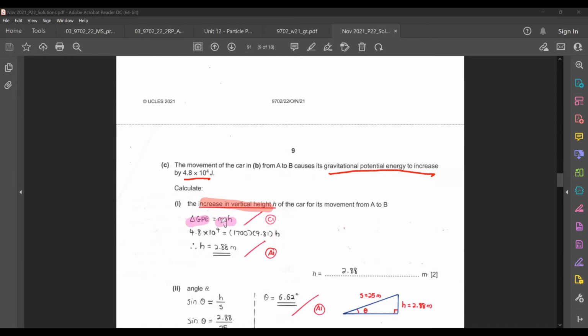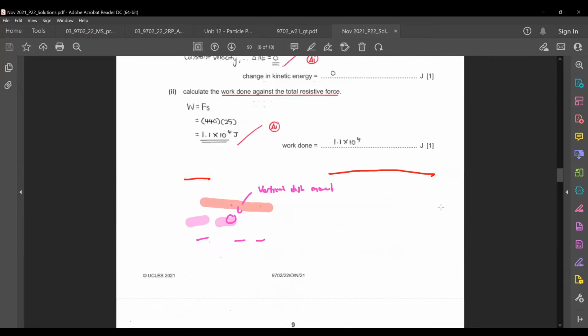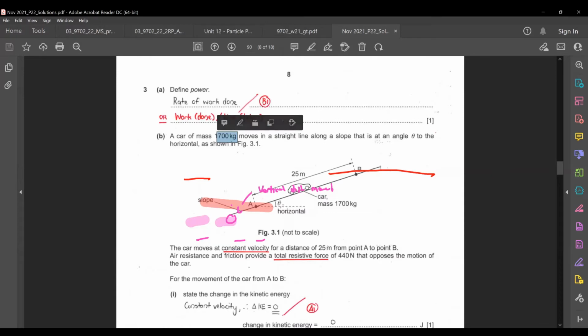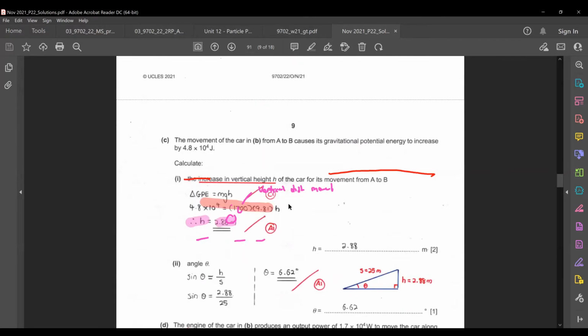Change in GPE is mgh, where h is always the vertical distance moved. It's always the vertical distance that has been moved, which is also in our case the vertical height h. So just sub in the value 4.8 times 10 power 4. Your mass is 1700, your gravitational acceleration is 9.81. You will eventually get h as 2.88 meter. Your mass of 1700 kg is already written there, so just put it as it is and you should be fine.